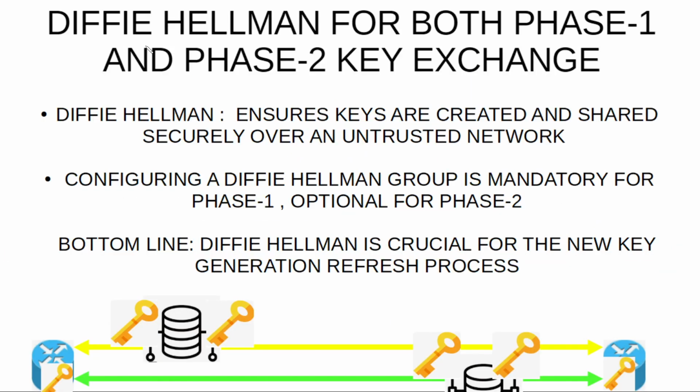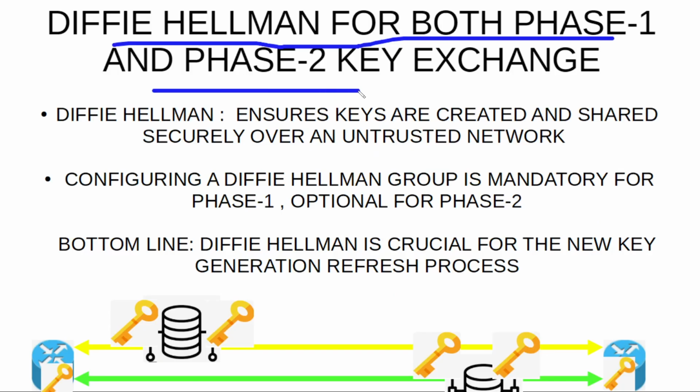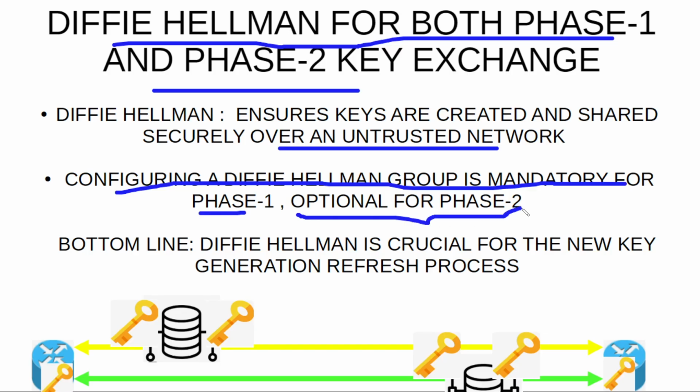Now, we use Diffie-Hellman for both phase 1 and phase 2 by default. So, Diffie-Hellman ensures keys are created and shared securely over an untrusted network. Configuring a Diffie-Hellman group is mandatory for phase 1 and it is optional for phase 2. So the bottom line here is that Diffie-Hellman is crucial for the new key generation and refresh process.